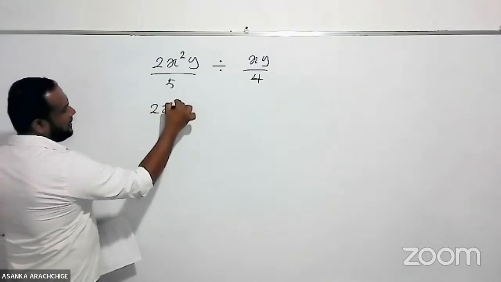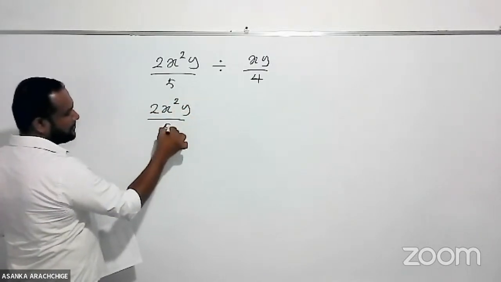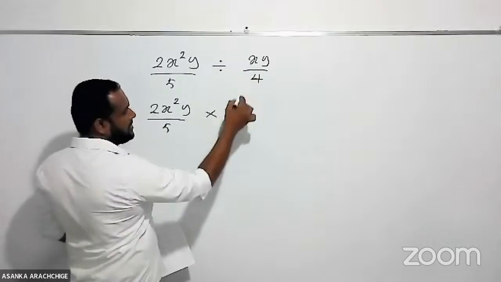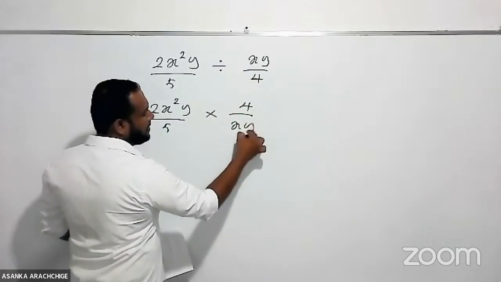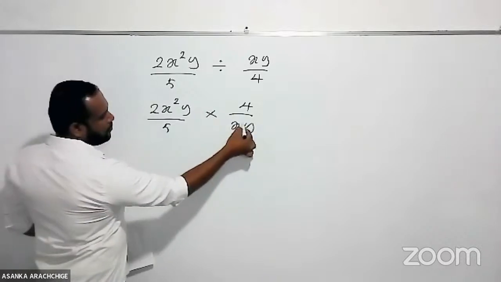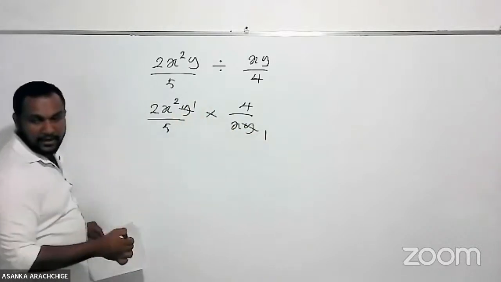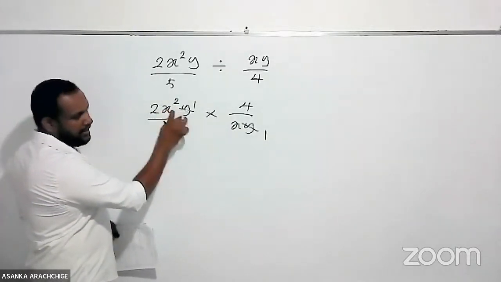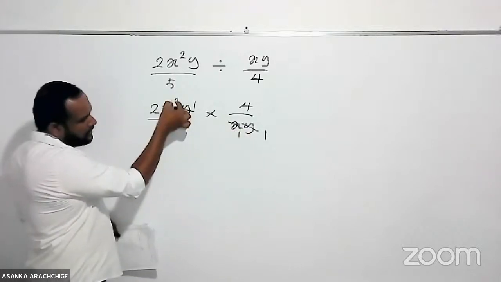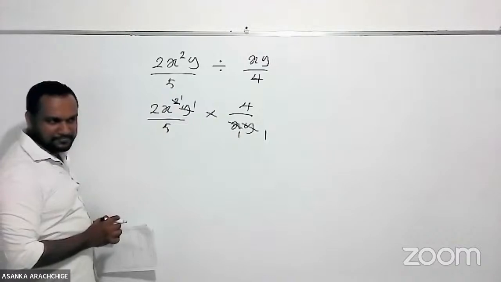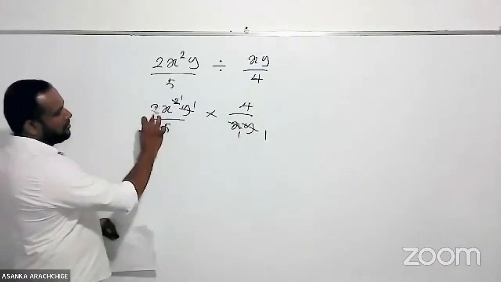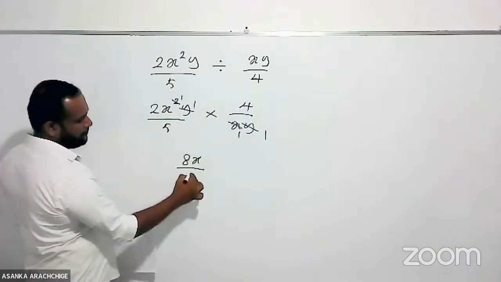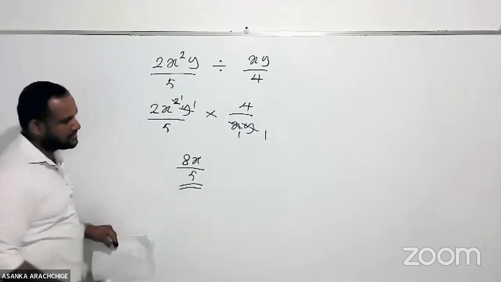2 x squared y upon 5. We convert division into multiplication, and therefore we take the reciprocal of the divisor. So, y times 1, y times 1. Here, x squared means x into x. Then x times 1, you can cancel off 1 from 2. Then 2 times 4, 8x upon 5. This is the final answer.